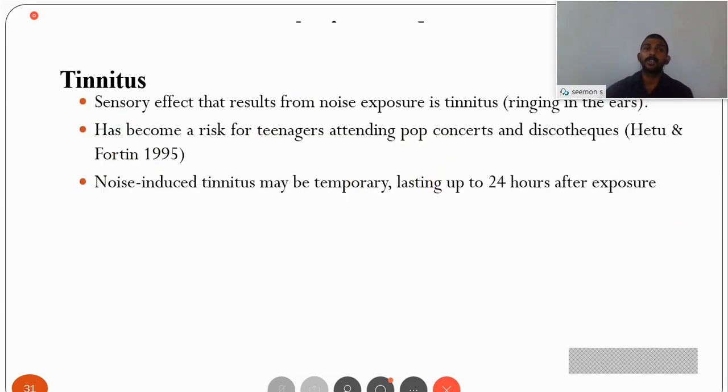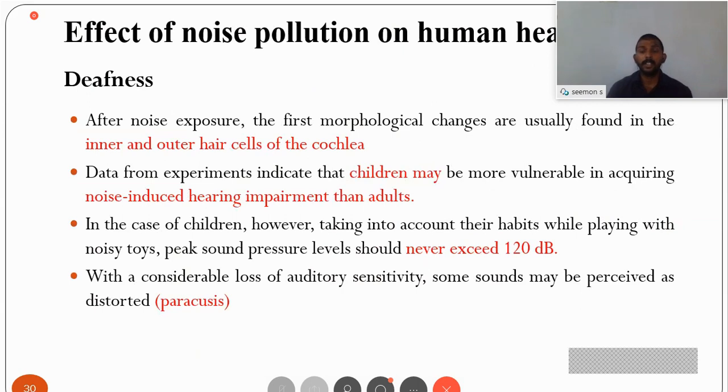Effects of noise pollution on humans. First comes deafness. Continuous exposure to a noisy place makes a human irritated, and after a few days he will become deaf. Studies show that with continuous exposure to noise, the first problem that arises is that the inner and outer hair cells of the cochlea get damaged.